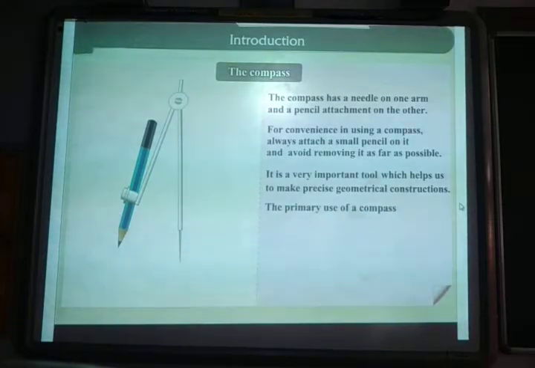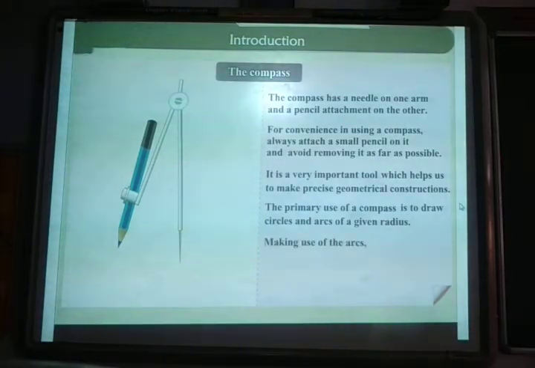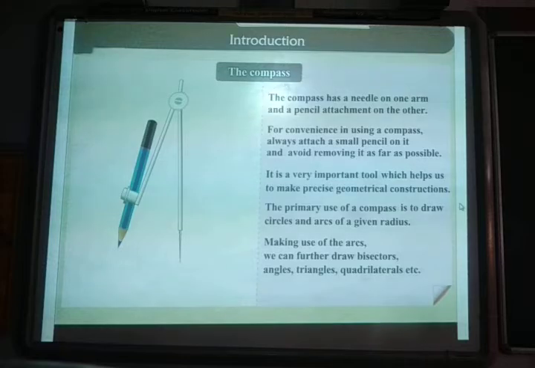The primary use of a compass is to draw circles and arcs of a given radius. Making use of the arcs, we can further draw bisectors, angles, triangles, quadrilaterals, etc.